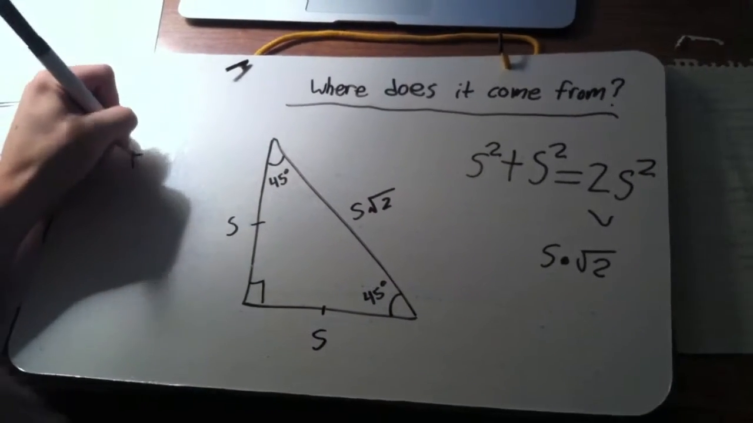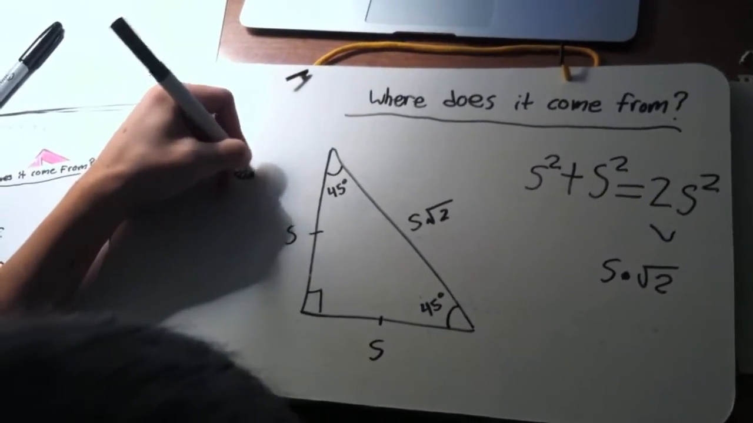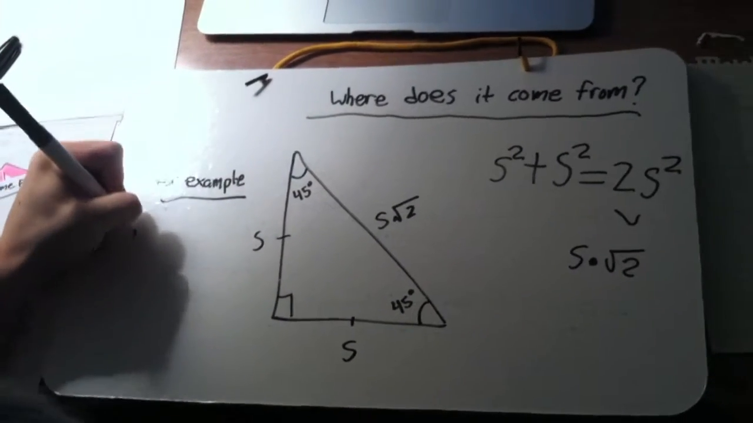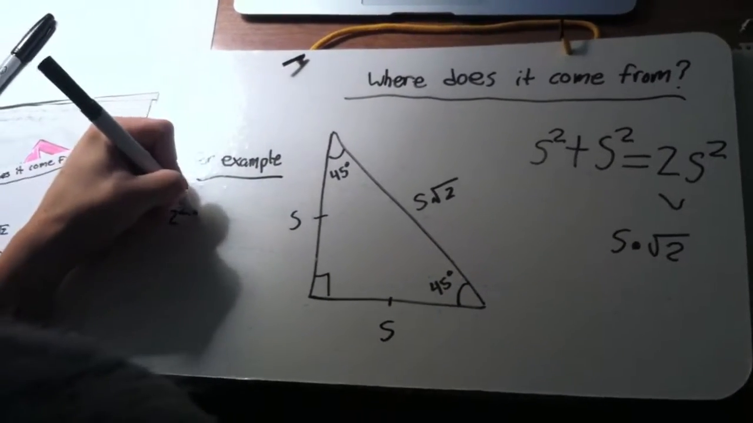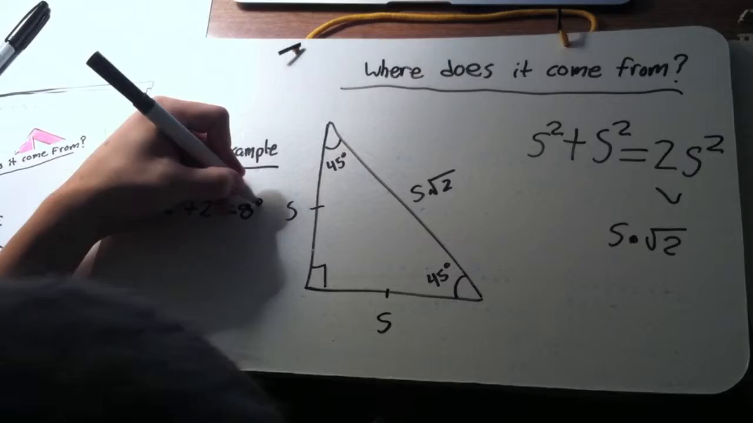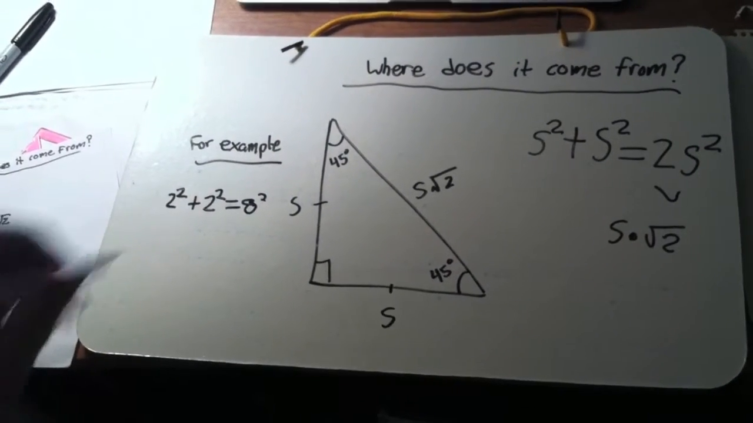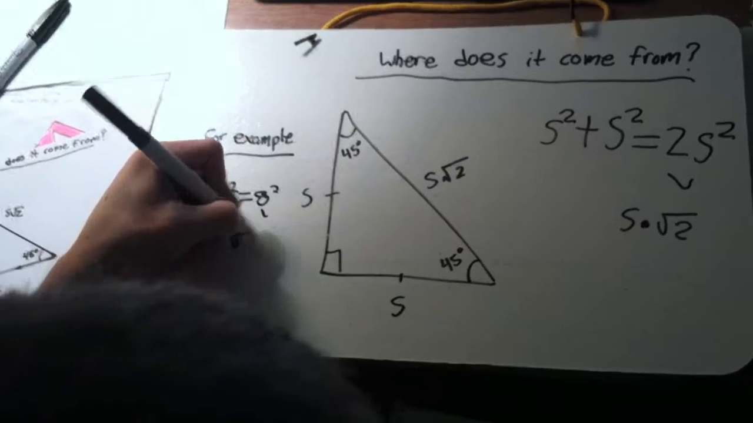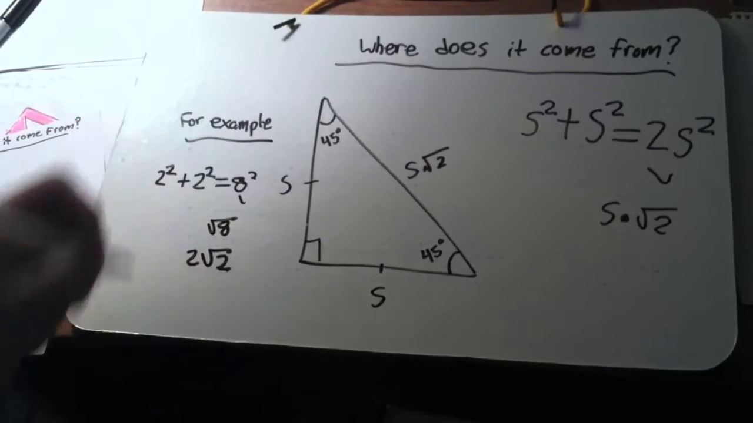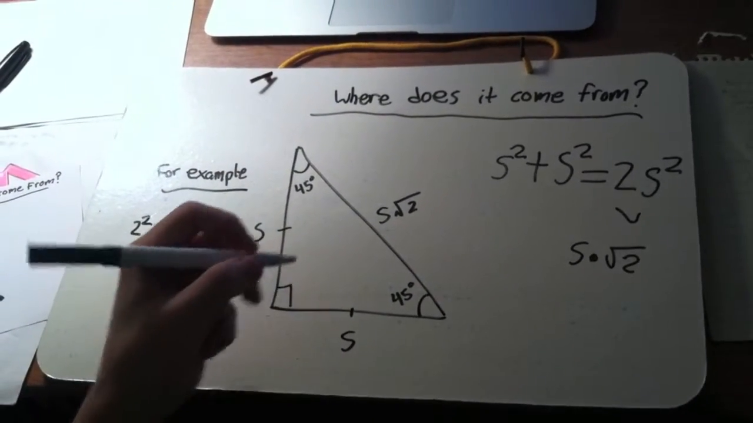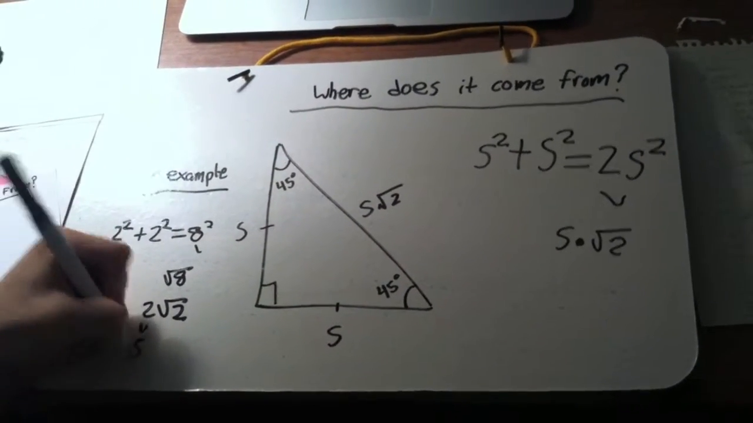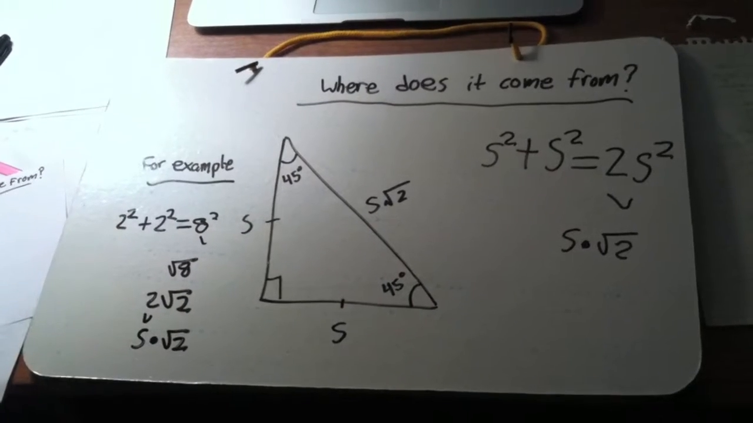So, for example, if we plugged in a value such as 2, we do Pythagorean: 2 squared plus 2 squared equals 8. This simplifies down to root 8, which is 2 root 2. 2 is equivalent to s, so this is the same as s times the square root of 2, which is equivalent to the ratio.